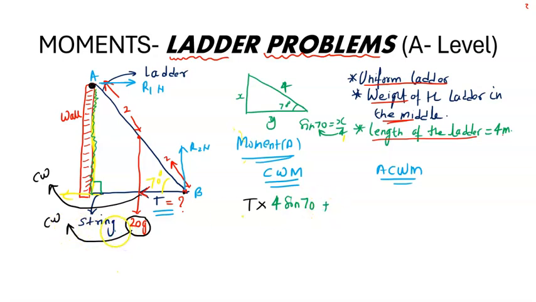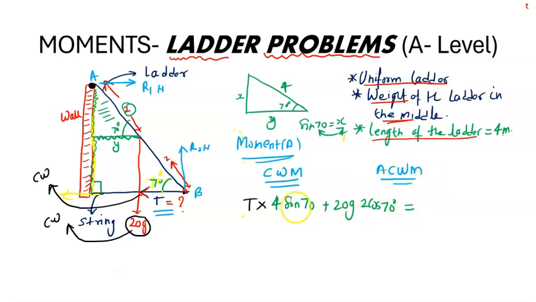Another clockwise moment is 20 G. So for 20 G, what should be the perpendicular distance? Again, this zigzag will be the perpendicular distance. This is 70 degrees, so this is also 70 degrees. Now we need to find this, which is Y. So Y will be 2 cos 70 degrees because we are taking this triangle. So it should be 20 G times 2 cos 70 degrees. Because the ladder is in equilibrium, we'll put an equal sign.